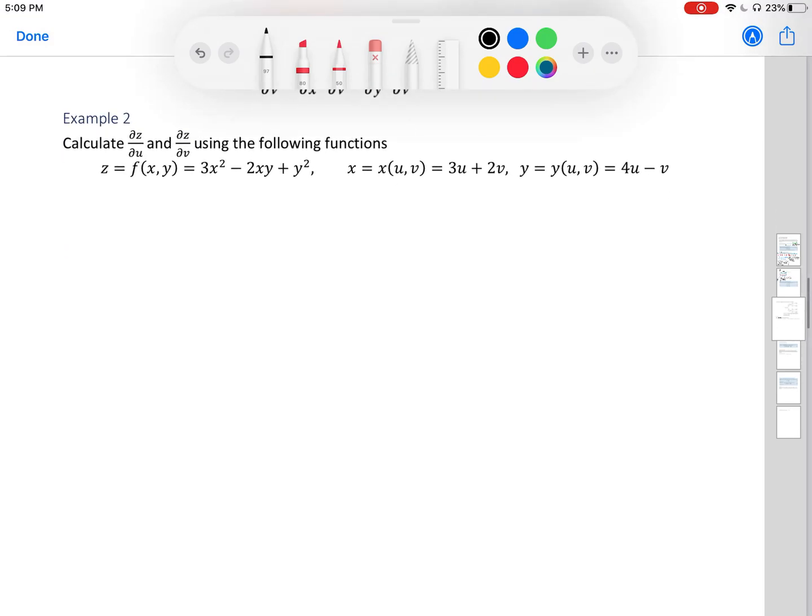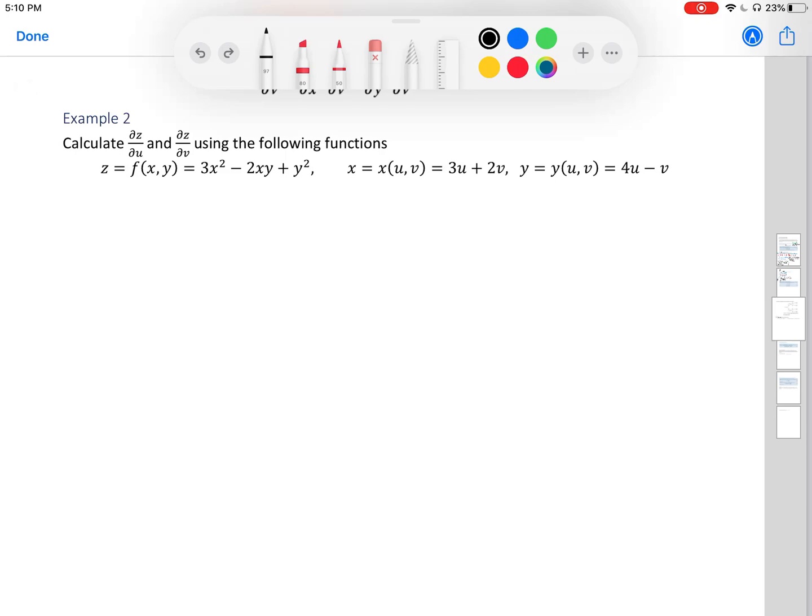All right, so let's go ahead and calculate dz/du and dz/dv for the following functions. We have z is equal to 3x squared plus 2xy plus y squared, and x equals 3u plus 2v, and y is equal to 4u minus v. Okay, so we have all these functions, and notice that we're not in a single variable anymore. We have two variables.